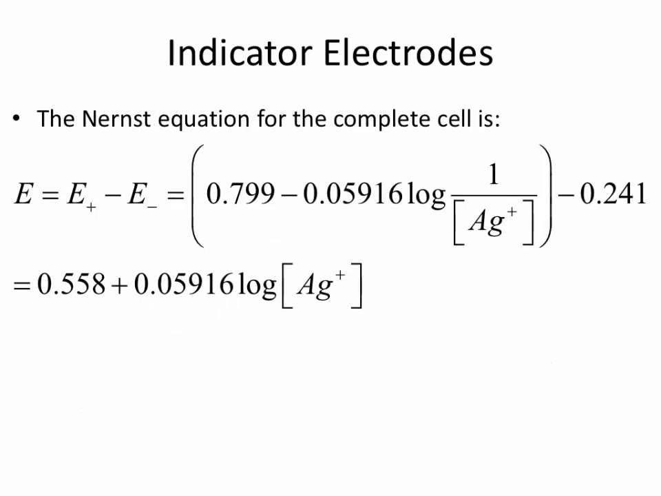Now the Nernst equation for the complete cell looks like this. Remember, we have the cell potential E is equal to E plus minus E minus. And so E plus is this first term here. The E minus there is this positive 0.241 volts. And now we can combine together our plus 0.799 and our 0.241 volts. And that then gives us 0.558 volts plus 0.05916 volts times the logarithm, base 10, of the silver ion concentration.